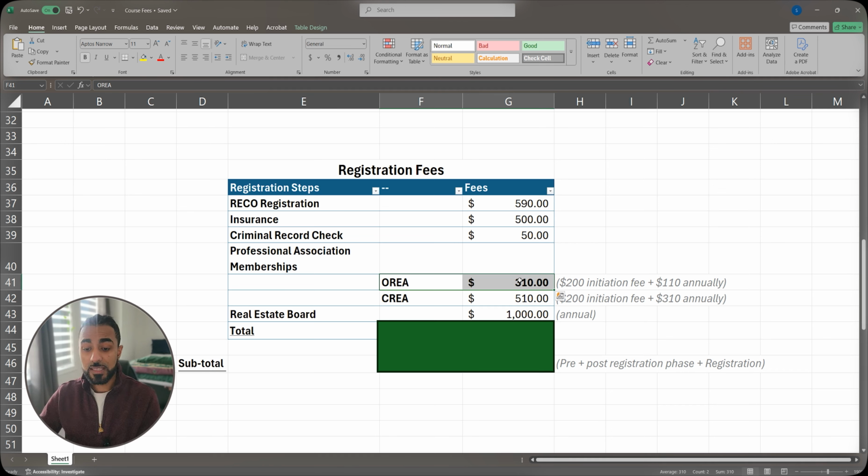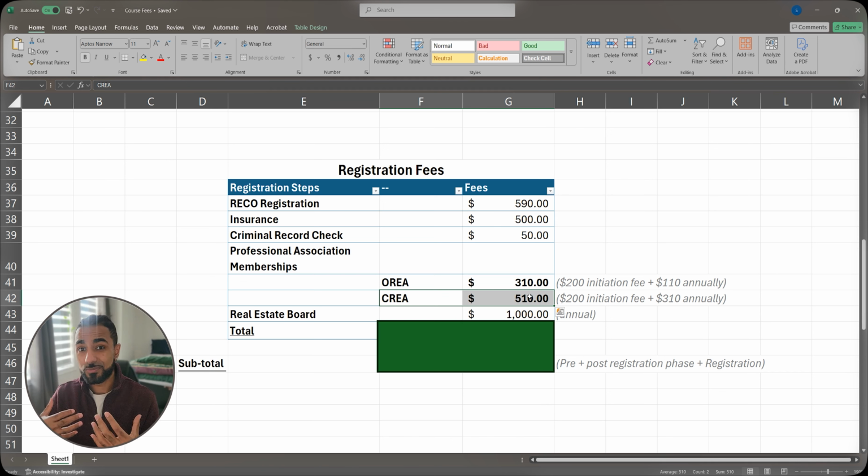CREA, on the other hand, being the Canadian Real Estate Association, you don't actually need to be a member for them. But if you are, you get certain perks and certain benefits. More or less, they're just going to give you some sort of trainings. You can now use the word realtor on your advertisements. And they also give you access to certain tools, trainings, events, and things like this. They're not super, super important.